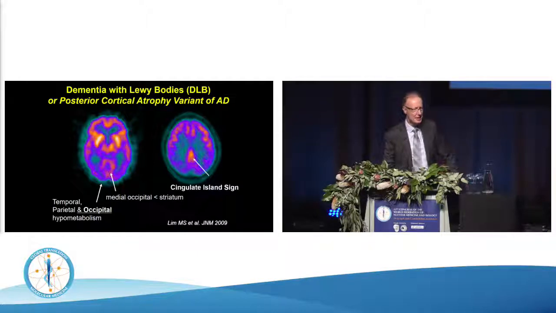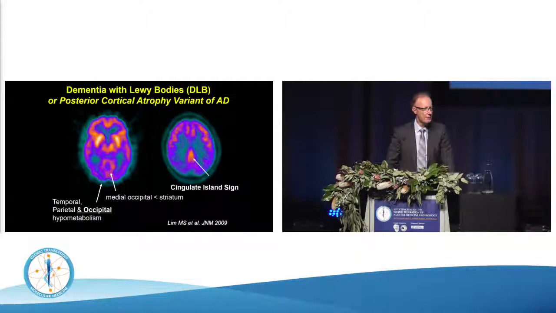Now, unfortunately, nothing's perfect in life, and there is a variant of Alzheimer's disease that does look like this. It's called the posterior cortical atrophy variant of Alzheimer's disease. Again, they present with visuospatial problems. They don't have the hallucinations and they don't have the Parkinson's. Their memory is relatively intact as well, but they have underlying Alzheimer's disease pathology.